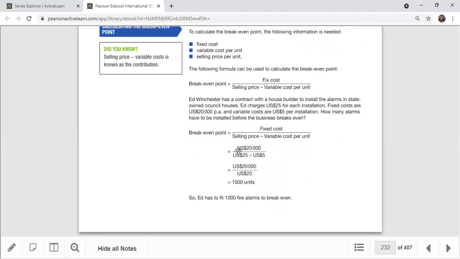So 20,000 fixed cost over selling price minus variable cost, 25 minus 5. So 20,000 divided by 20 is 1,000 units, or 1,000 alarms, right? That means they need 1,000 fire alarms to break even. Like that, always mention the units in your answer, right? Don't just write 1,000, because you'll be deducted 1 mark. Whatever the units, cats or dogs or ice cream or anything, you have to write the units always at the end of the answer, right?